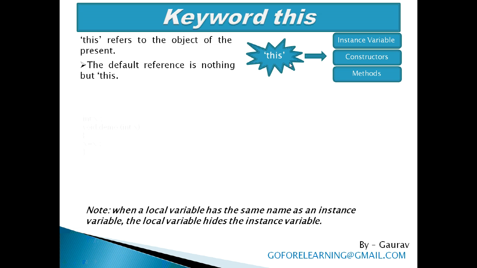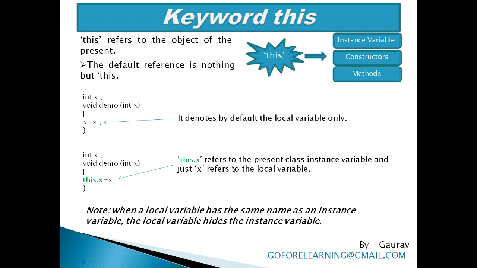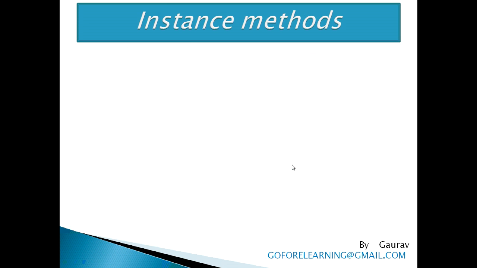In this code, the local variable is x and the instance variable is also x. Inside the demo method, if we write x, it denotes the local variable by default. Now the question is how to refer to the instance variable. For this purpose, we should use the this keyword. Now the demo method can be rewritten as here: this.x refers to the present class instance variable, and just x refers to the local variable.